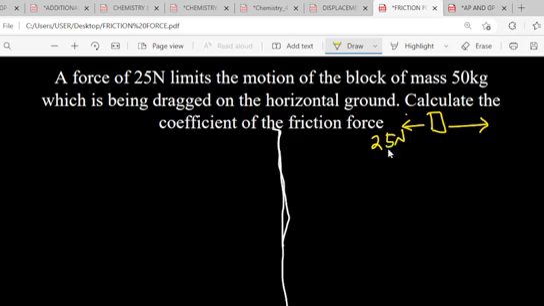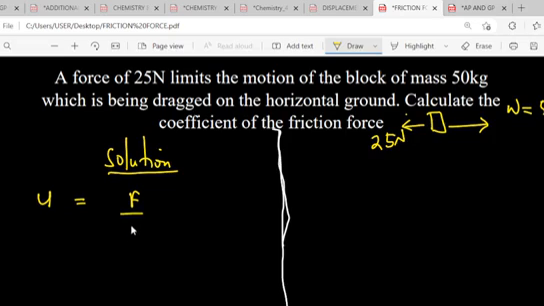Okay, so this 25 newtons force is a frictional force, and the W we are given is 50 kg. They are asking that we should calculate the coefficient of friction force. So mind you, when we start solving, we will write: remember we are saying that the coefficient of friction is just the force over R, or W.